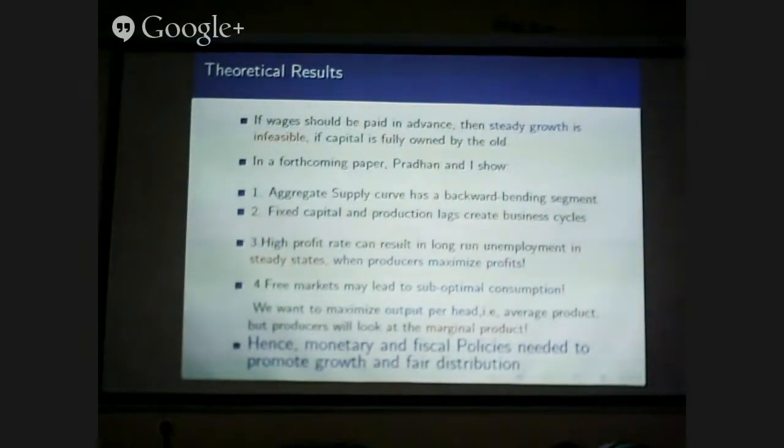Now, will a producer be interested in maximizing average product, or will he be interested in looking at the marginal product and making as much money as he can? Definitely, we know producers are interested in their welfare first, maybe afterwards for others. So if we expect them to maximize average product, no, we cannot. It may not happen. So it's not surprising at all. Free markets therefore may lead to suboptimal outcomes. Hence this is a conclusion: theoretically, monetary and fiscal policies are needed to promote growth with equitable distribution. Without that, you cannot be sure. If it happens, it's just luck.